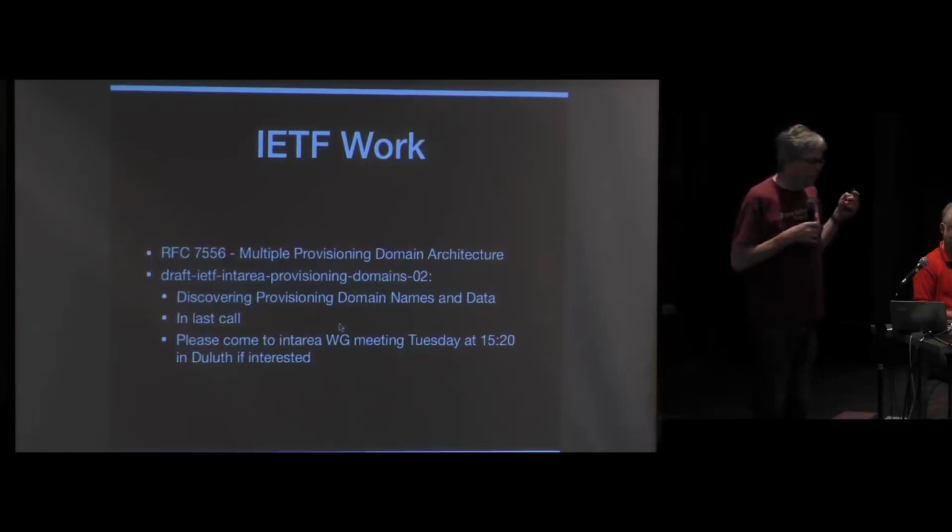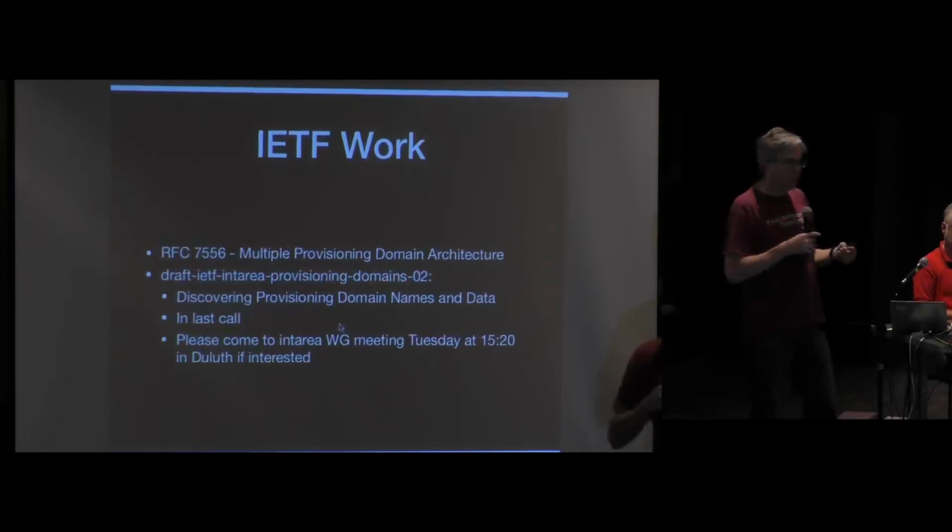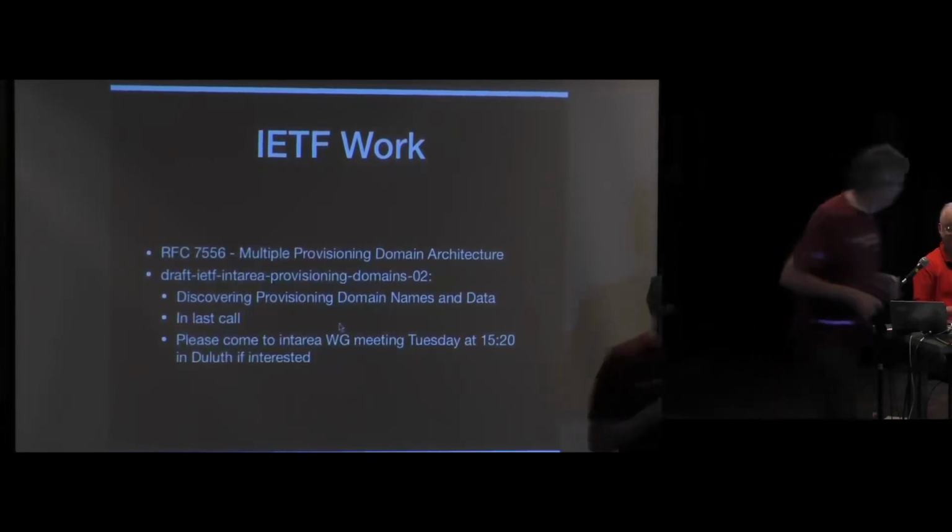And then just recently, a number of folks in the int area working group have been working on a document called Draft Int Area Provisioning Domains, discovering provisioning domain names and data. So this is using an RA option to explicitly state that this prefix and all of the information about this prefix is in its own provisioning domain, which has this name. So that work is almost done. I'm mostly telling you about this because I think it's really useful and you ought to know. Please come to int area.